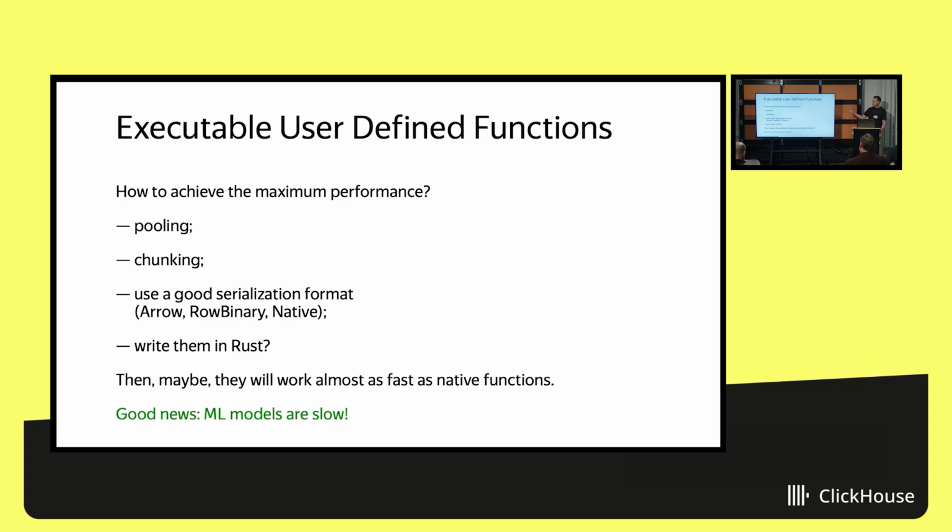But there is one good news. AI models are really slow. They cannot process billions of records per second. They cannot even process billions of tokens per second. So my question to you, how many tokens per second can a typical LLM process?